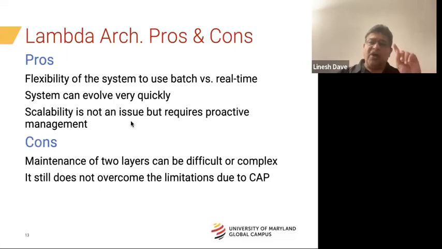It still does not overcome the limitations due to CAP. Remember CAP? You could have only two of the three, right? You'll have consistency, availability, and partition tolerance, right? You could have only two of the three at a single time for any distributed system. So it's still not overcoming that limitation. It's not saying, okay, now all of a sudden it has become ACID, or you have overcome those limitations. You could have all three of them at the same time. No, it really doesn't do that.